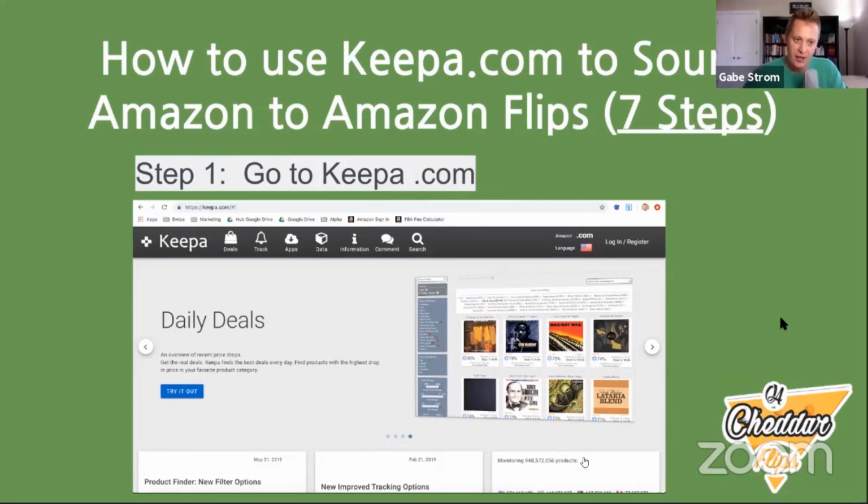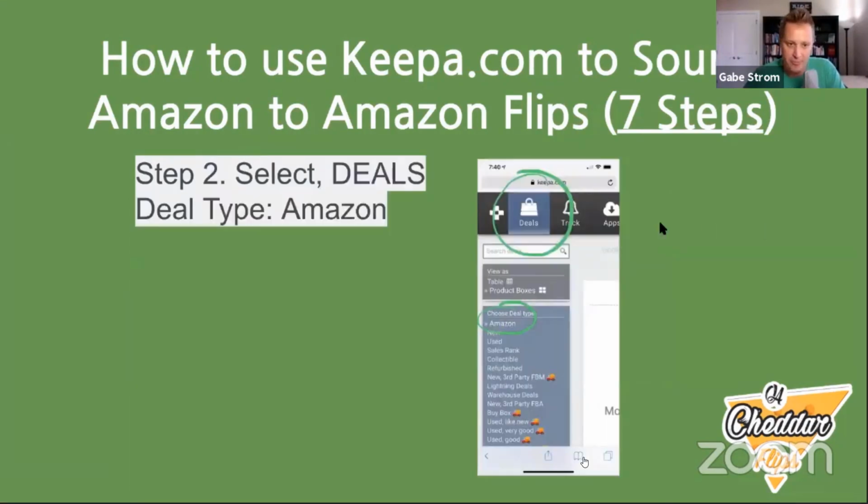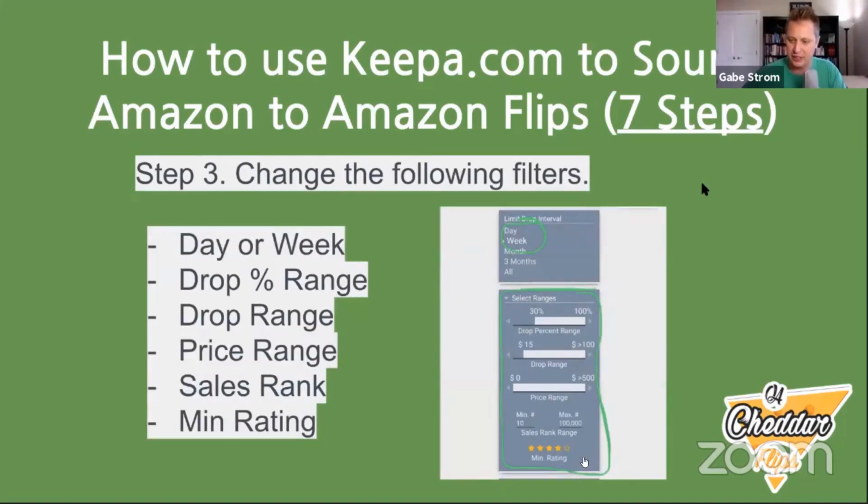So step number 2, G, I'll let you go through. Yeah, so you just select the deals, right? And then make sure that you're looking at Amazon deals. You want to find stuff that Amazon is discounting because you don't want to buy from third-party sellers. So top left-hand corner, click on deals, and then choose only Amazon deals. Okay, step 3 is change the following filters. I have this week is highlighted, but we're actually mostly sourcing by day.